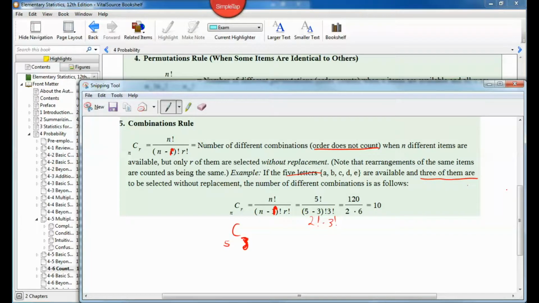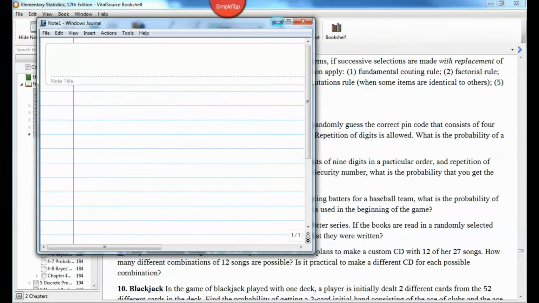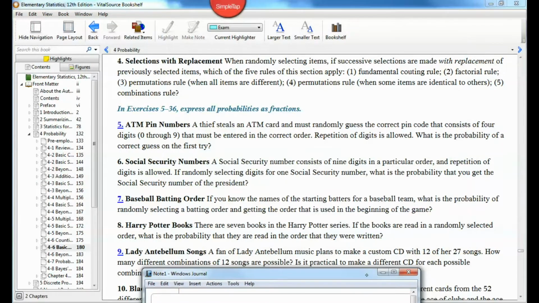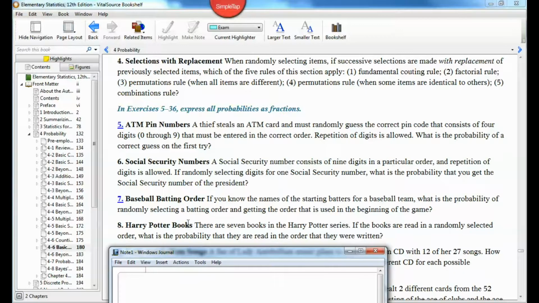So, all right, let's look at problem number 8 here. Harry Potter books. There are 7 books in the Harry Potter series. If the books are read in a randomly selected order, what is the probability that they are read in the order that they are written? Okay, so this isn't a combination or permutation. This is just a problem that we can either use factorial, or we could use maybe our common math sense to figure this one out.